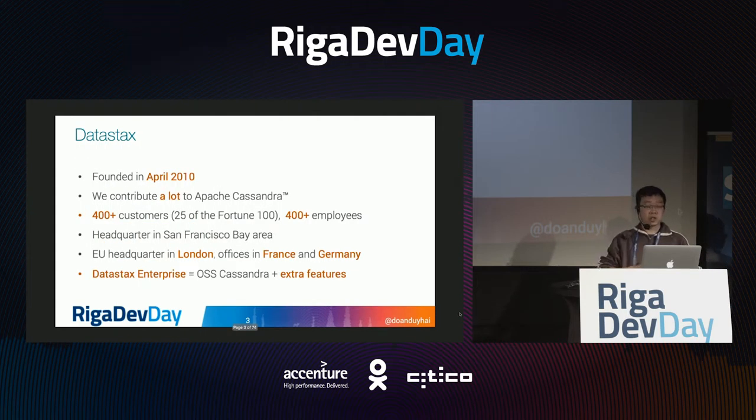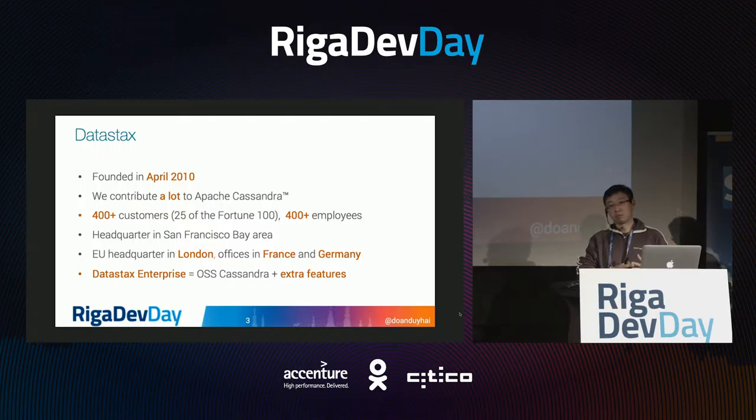I am working for DataStax. The idea is Apache Cassandra belongs to the Apache Foundation. At DataStax, we are the biggest contributor to this open source project. We have offices in Europe and in America. And the business model is very simple. You have the open source Apache Cassandra, and we provide the enterprise version with extra features.